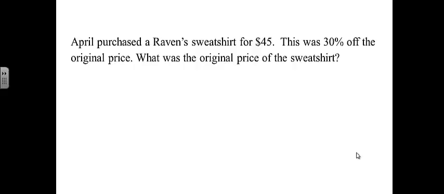If it was 30% off the original price, the most direct way of looking at it is that means 70% was actually paid, because 30 plus 70 is 100. So we say instead, if 30% was off the original price, that means 70% was actually paid for. And we know what the new price is, so we're going to use that to figure out what the original price is.